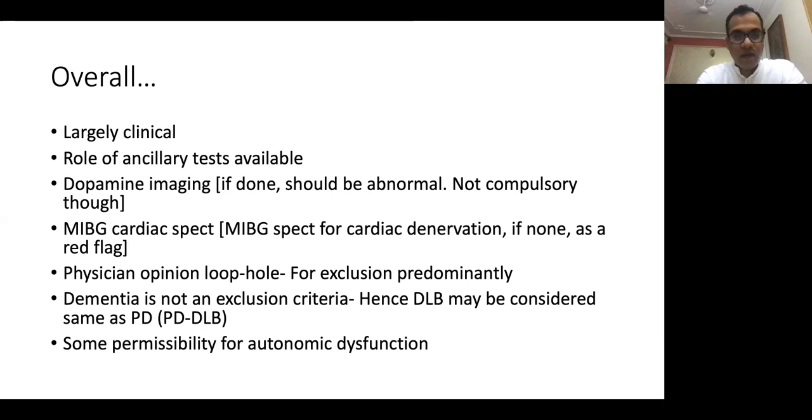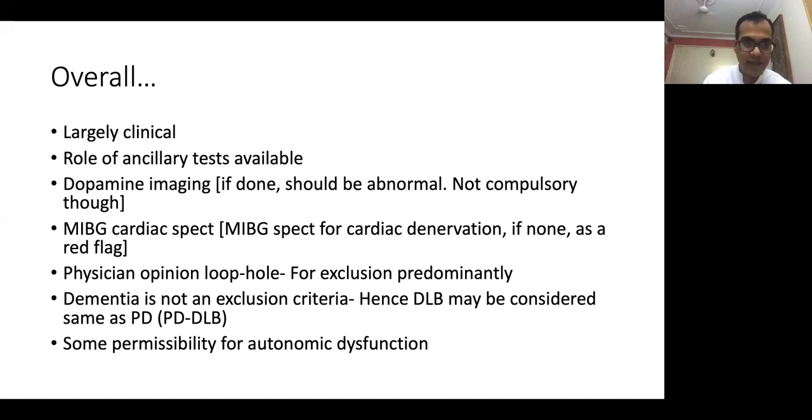Imaging, we saw that dopamine scanning can be done. MIBG cardiac SPECT for denervation can be done, and if it is normal, there is no denervation, that is a red flag. There is a physician opinion loophole as well. And you will notice that dementia is not an exclusion criterion. DLB used to be one of the atypical Parkinson's diseases, but now it is considered to be the same as Parkinson's disease. And there can be some autonomic dysfunction. So as soon as you find autonomic dysfunction, do not jump to a diagnosis of MSA. It may still be Parkinson's disease.